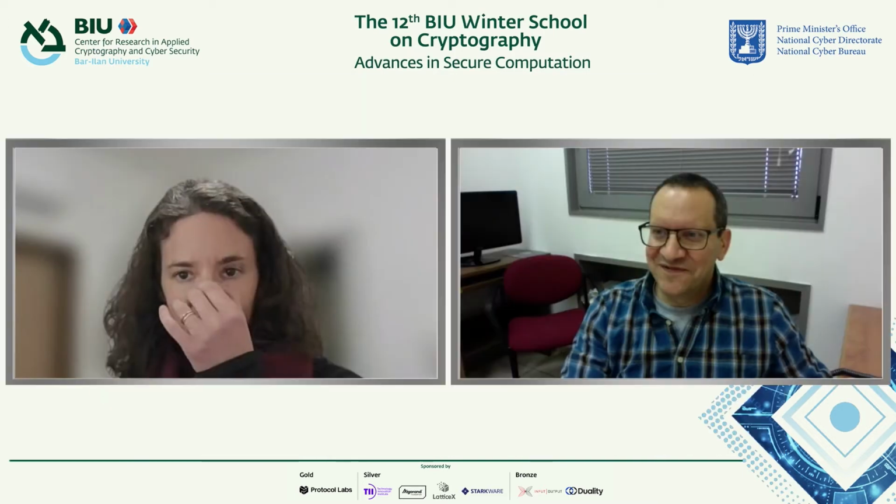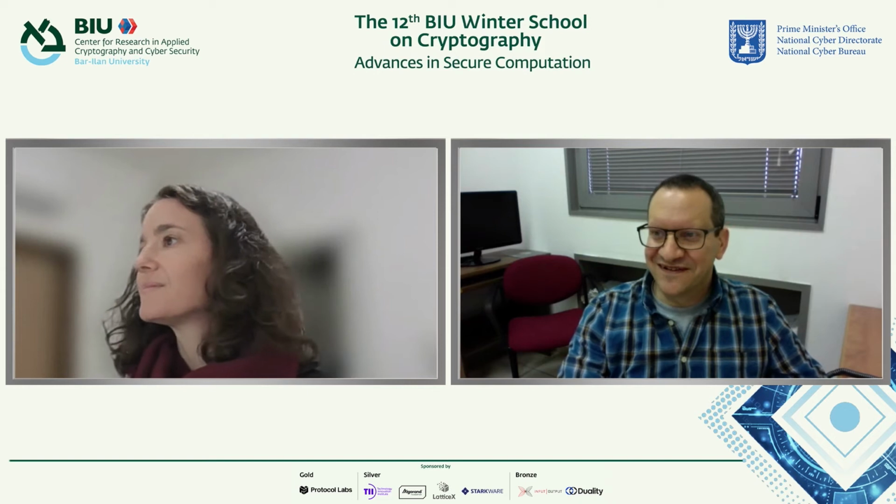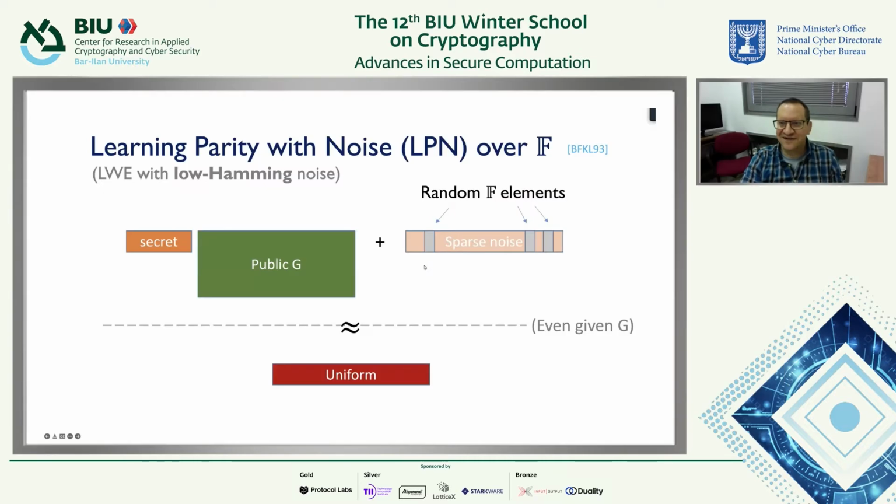Okay, welcome back. In this part, we will cover recent constructions of PCGs for useful two-party and multi-party correlations like oblivious transfer, triples, and more. And all these constructions are based on different flavors of the learning parity with noise assumption. So let me start by recalling what this assumption is. It was first formally introduced by Blum et al.